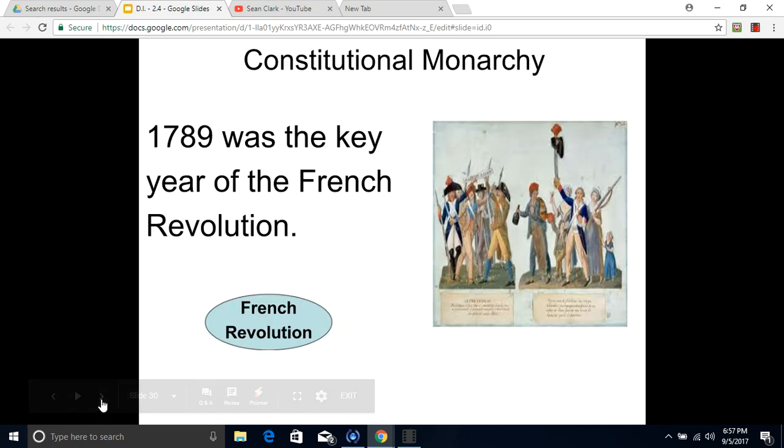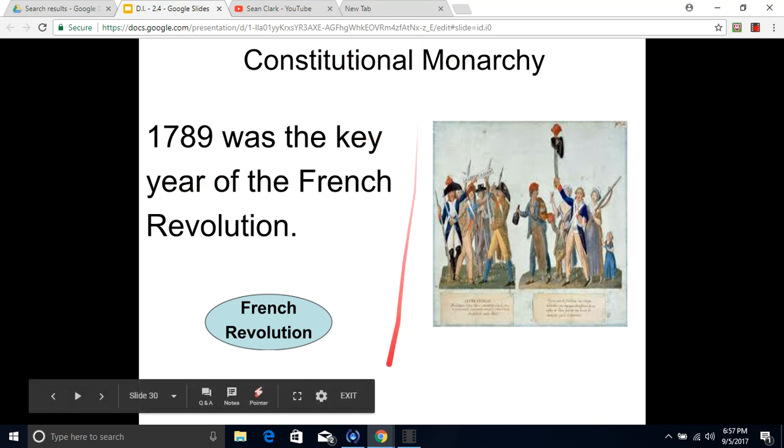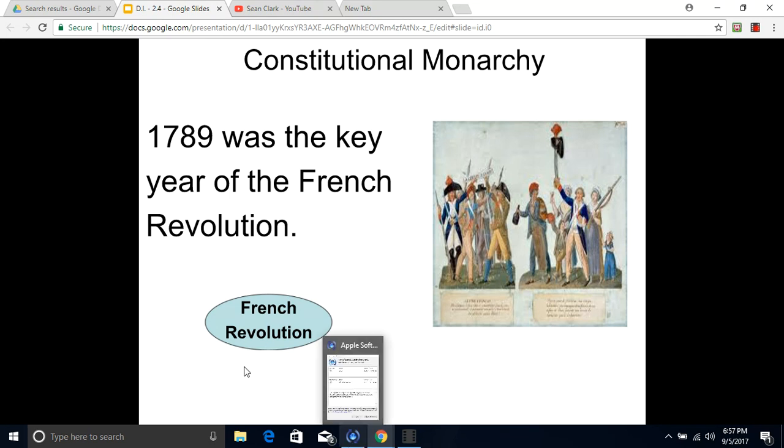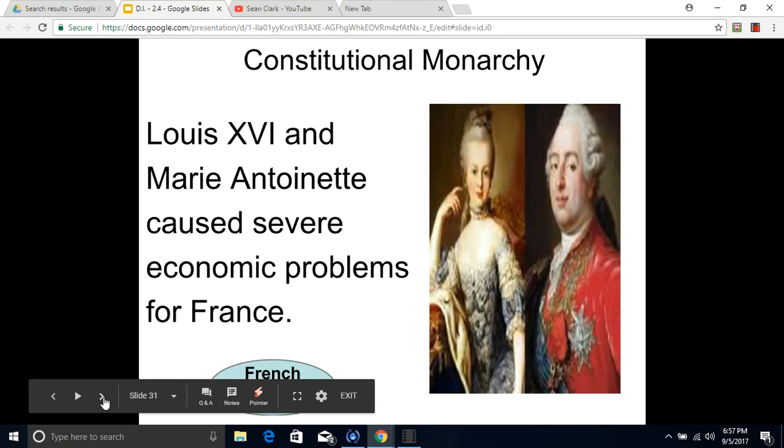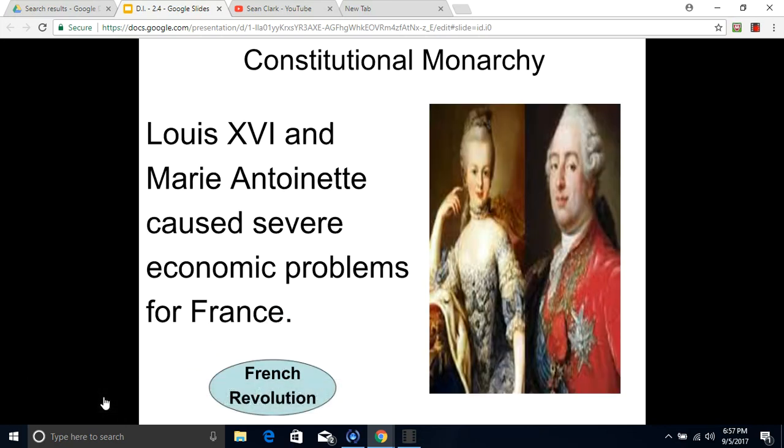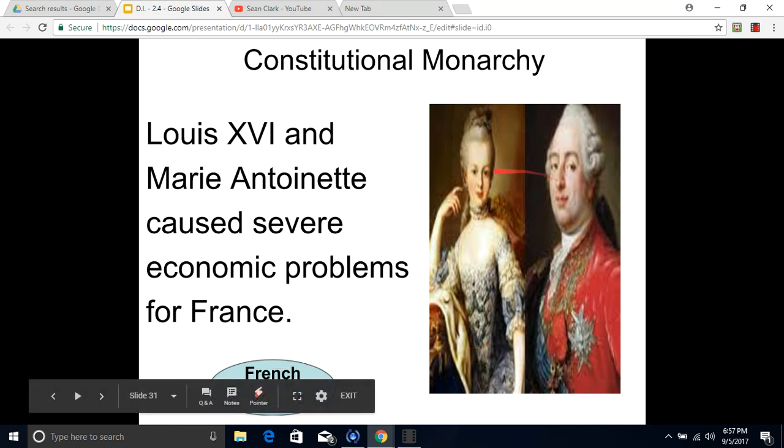The next section of the unit or the standard is entitled the Constitutional Monarchy. 1789 was a key year of the French Revolution. Next slide. Louis XVI and his wife Marie Antoinette caused severe economic problems for France. There's Marie Antoinette and there's Louis right there.